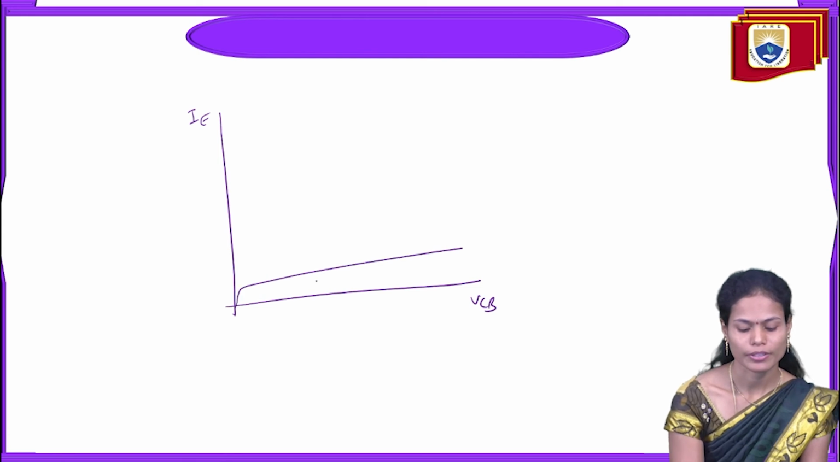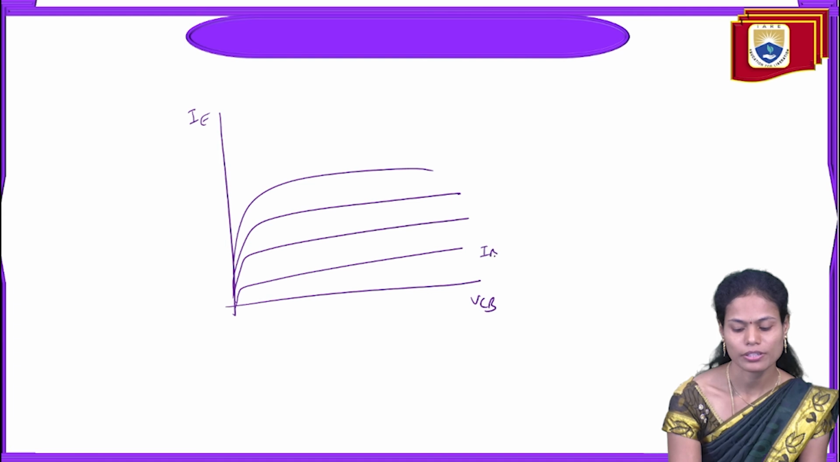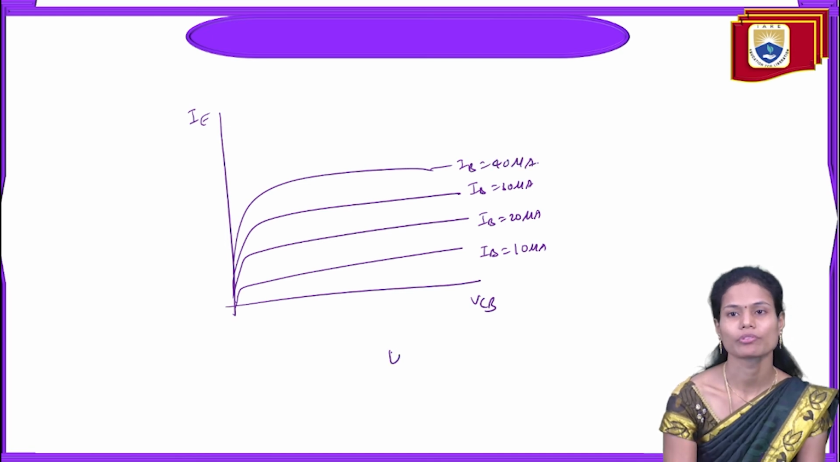We will get different characteristics whenever the base current is held constant at 10 microamps, 20 microamps, 30 microamps, and 40 microamps. In this way we have to draw the output characteristics.